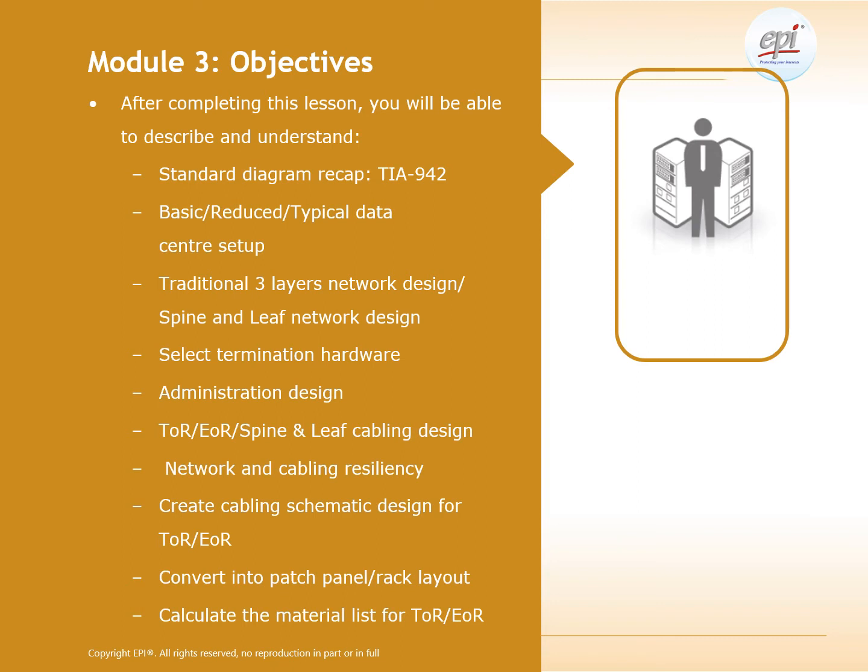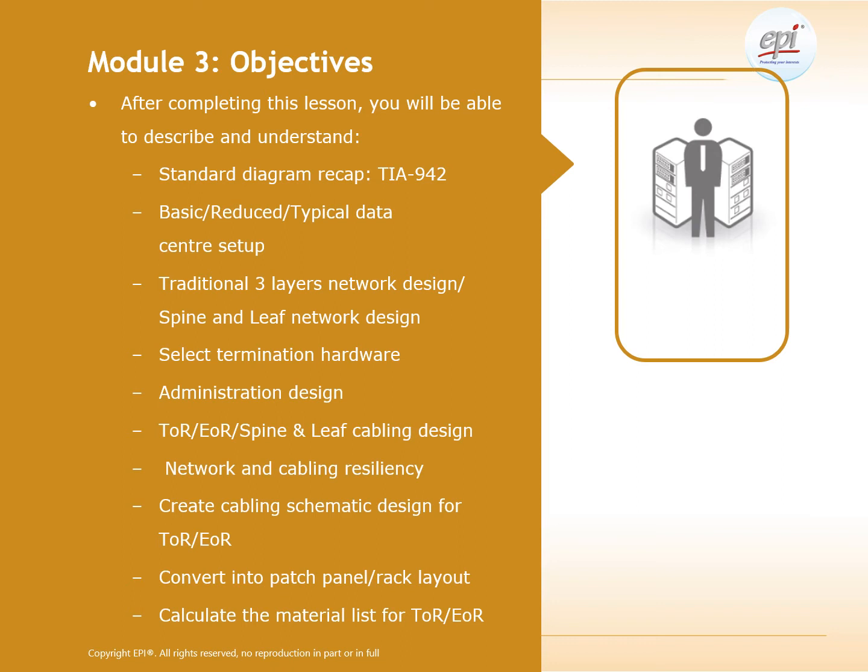So we need to understand the network design before we can come up with the associated cabling design. Then we'll talk about the termination hardware, which is the different types of patch panels, and administration design, similar to the commercial building. Then, when we have the information of the network design, we will create the associated cabling design.